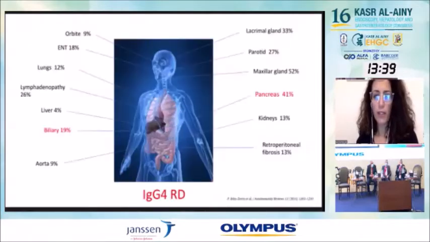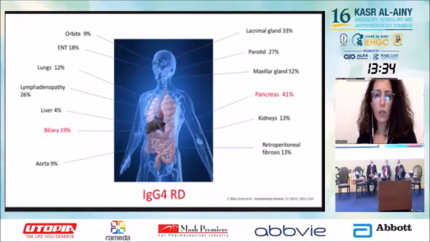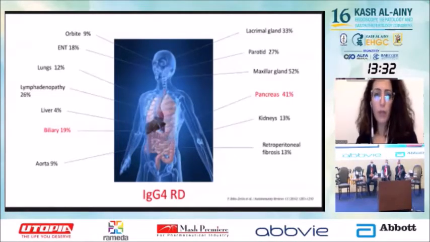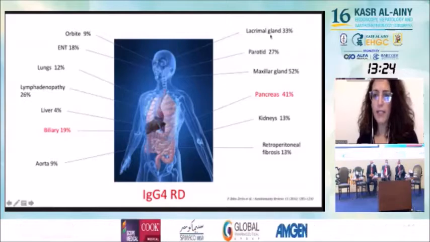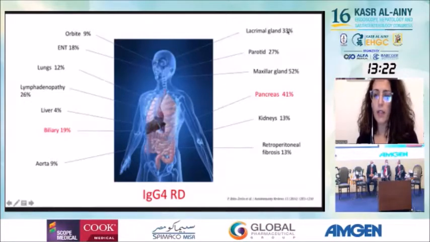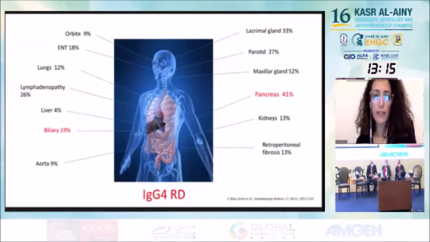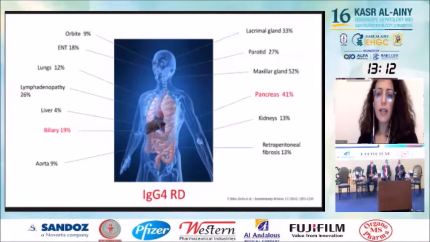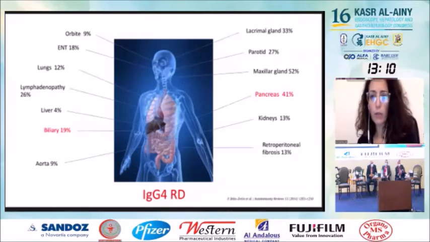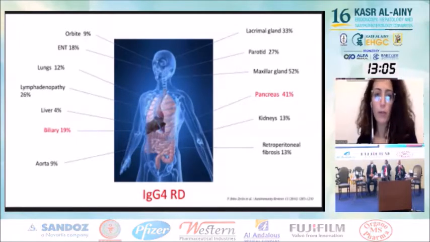First, just a reminder: IgG4-related disease is a chronic inflammatory, sclerosing and fibrosing systemic disease that can involve pretty much all the organs in the human body, and specifically the GI tract, with special involvement of the pancreas and biliary tract with cholangitis, and also the digestive tract, but to a lesser extent. The main other organs involved are lacrimal glands, maxillary glands, lymphadenopathies, and also retroperitoneal fibrosis.